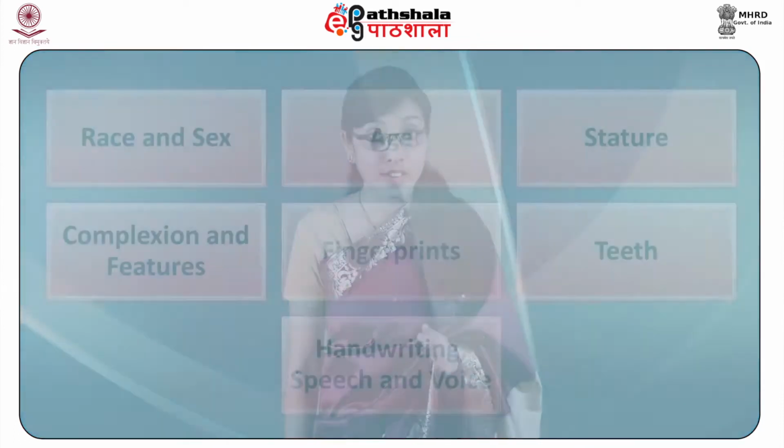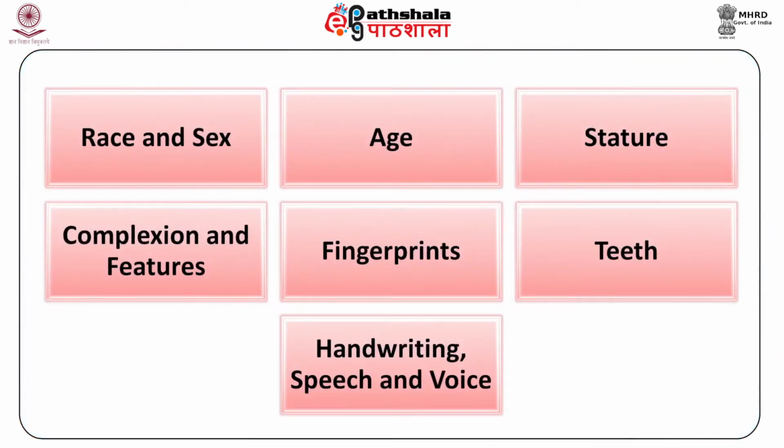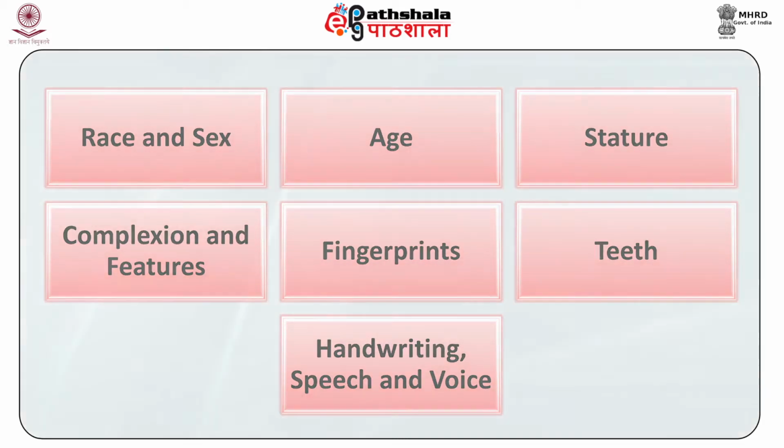Estimating age or establishing identity plays a crucial part in forensic analysis. Identification here means the recognition of an individual based on certain physical characters which are thought to be unique to that particular individual. Identification of any living or dead person can be established by data such as race and sex, age, stature, complexion and features, fingerprints, teeth, handwriting, speech and voice.